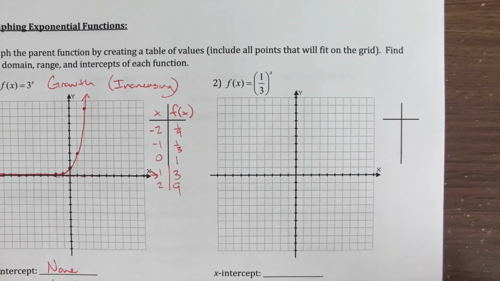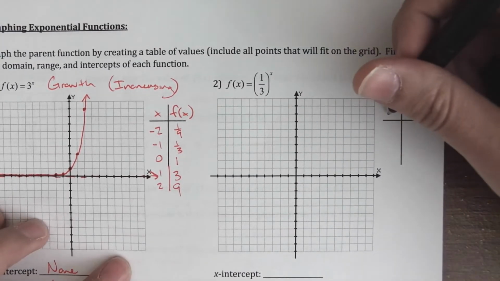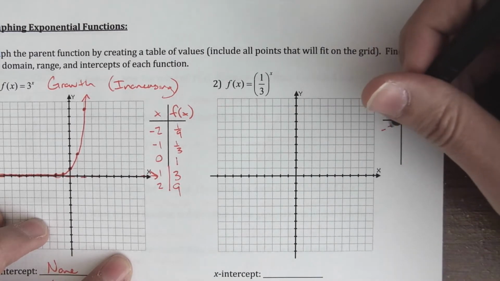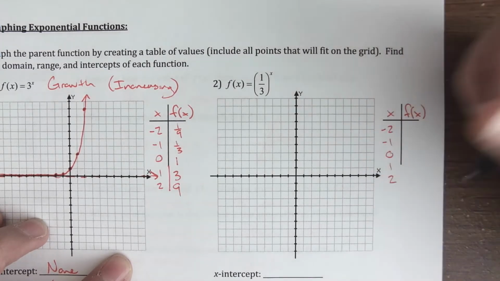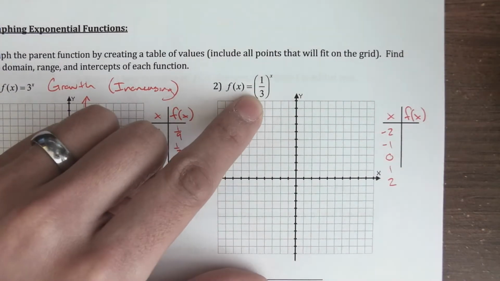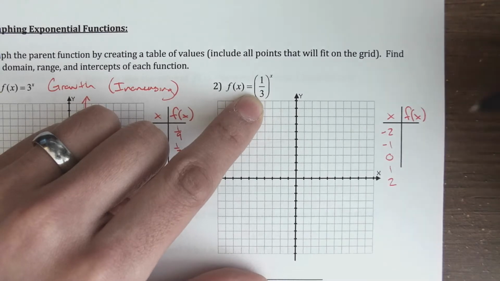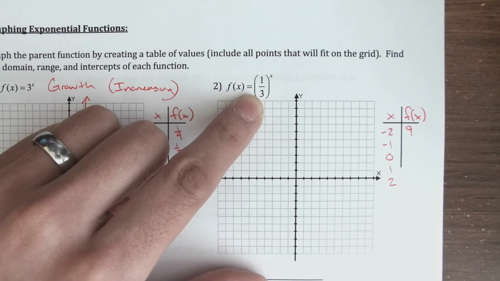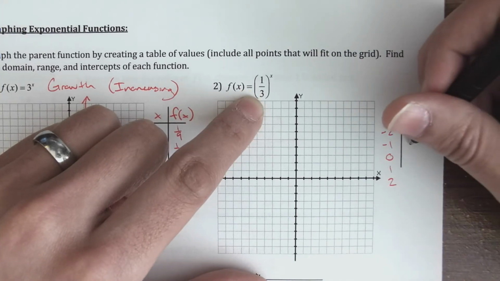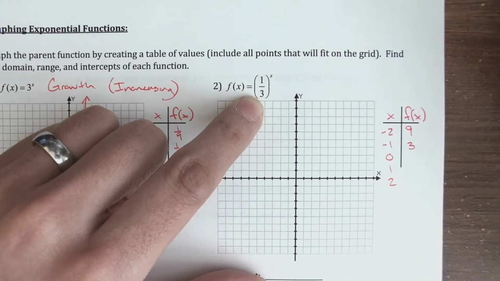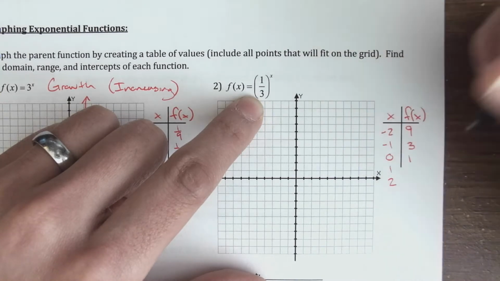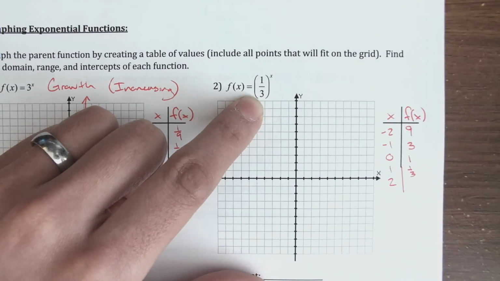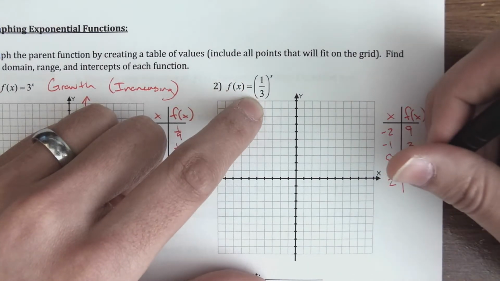Let's take a look at example 2. So let's go ahead and construct a table of values. So x, f of x, and we'll plug in the same x values, from -2 to 2. So plug in -2, 1/3 to the -2 is the same as 3 squared, or 9. -1, we're taking the reciprocal, 3. 0, well, anything to the 0 power is 1. Plug in 1, you get 1/3. Plug in 2, you have 1 squared over 3 squared, or 1/9.